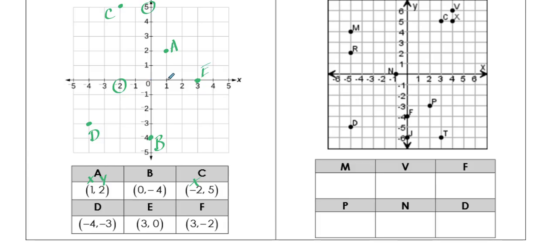Last one, F is saying move 3 to the right, but now instead of a 0, we have -2. So from that same spot, we're going to move down 2. That's F.